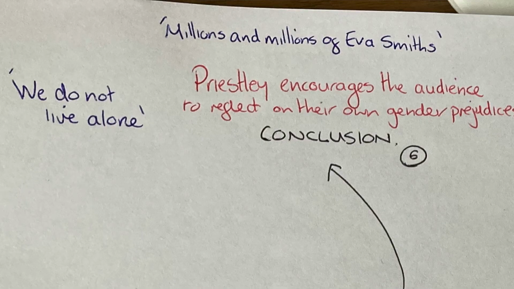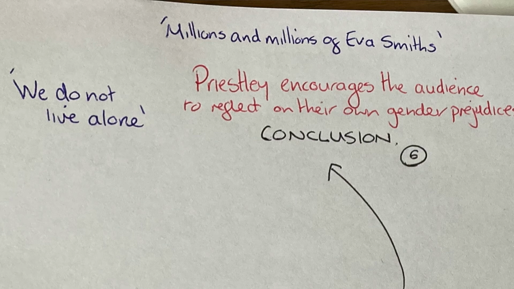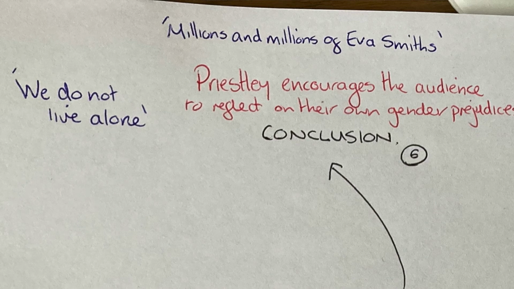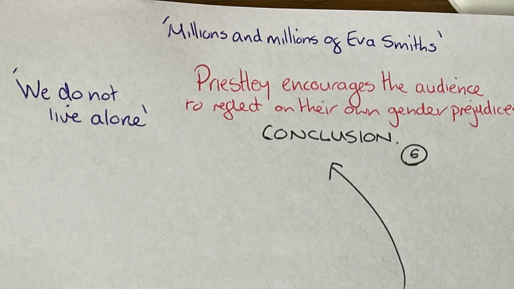Okay, so finally, to wrap up with a conclusion, what I've gone for is that Priestley's encouraging the audience to reflect on their own gender prejudices and reflecting on those attitudes in society at the time. Are there changes that we could make to make the society more equal? And the big part we have in this is the inspector's final speech, where he talks about how we do not live alone. We need to take into account other people's positions and values.